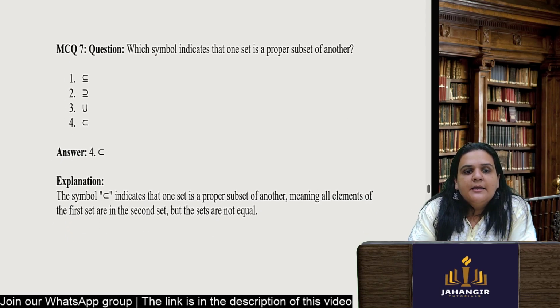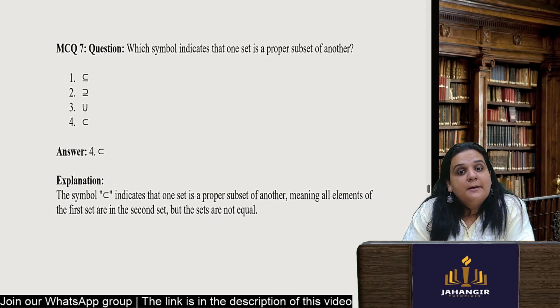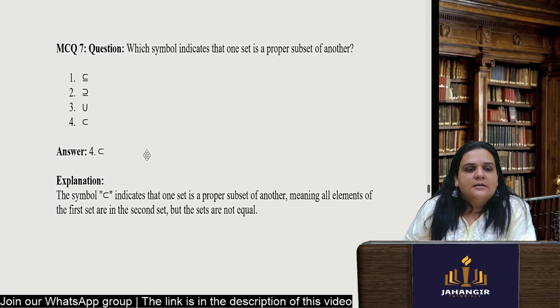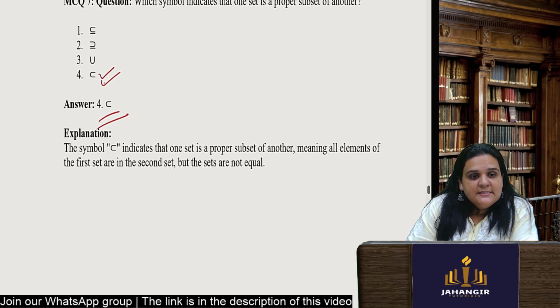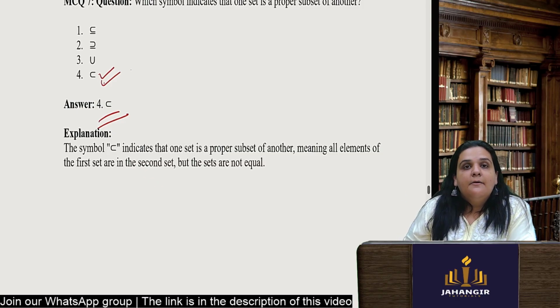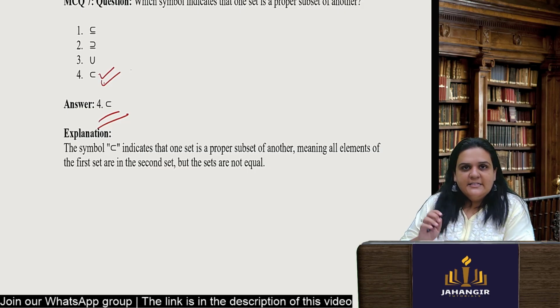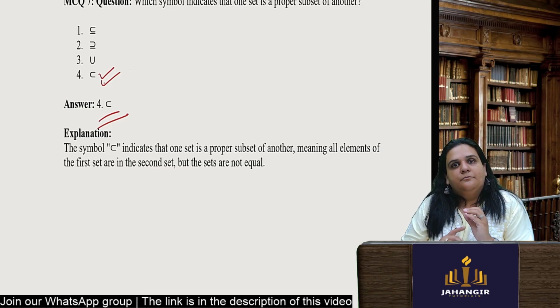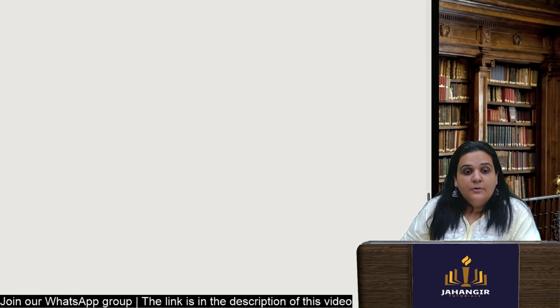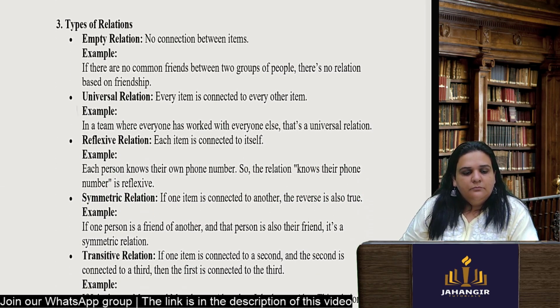Which symbol indicates that one set is a proper subset of another? It is a proper subset of another. This indicates that all the elements of the first set are in the second set, but they are not equal. They are not the same. But there is one set which has all the elements of another set also. They can be equal sets also, but they are different.